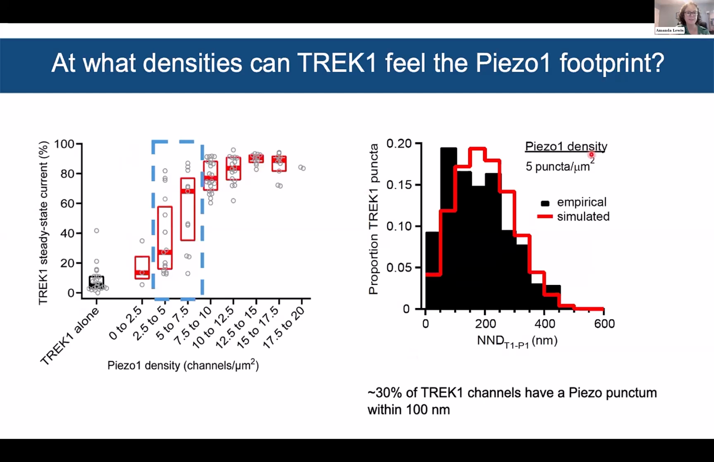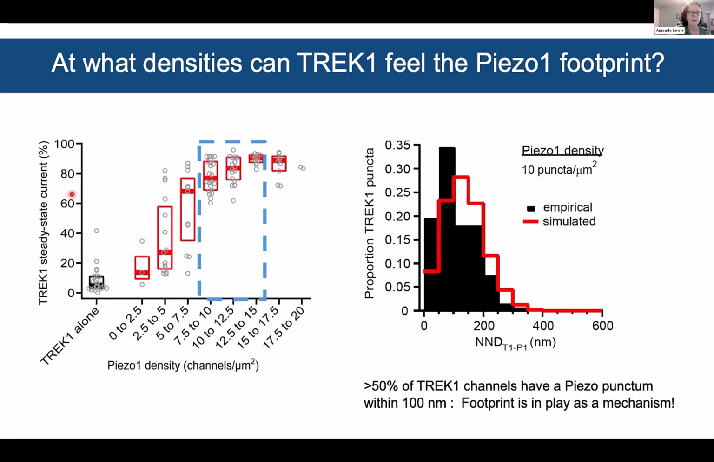Next, if Marie looks at 5 puncta per micron squared, which is about a half maximal density required, we see 2 things. First, we start to see this left shift of the empirical data compared to the simulated data. So TREK1 is slightly closer to Piezo1 than you might predict by random chance. And second, now if we add the first two bins to see how many TREK puncta are within 100 nanometers of Piezo, we find that it's about 30%. So a fairly substantial proportion are starting to maybe sit within that Piezo1 footprint.